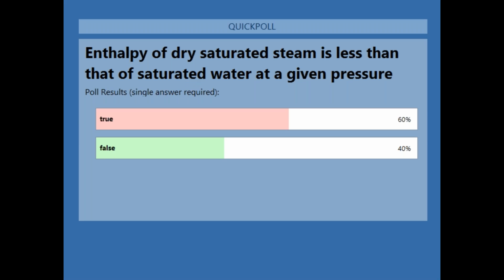So as you see, I had asked you whether the enthalpy of dry saturated steam is greater or that of saturated water is greater at a given pressure. When you heat the water at a given pressure, as I said in the last lecture, it will first sensibly heat itself, meaning there would be an increase in its temperature. This is called sensible heating. Water would become saturated. Saturated water means the water which is about to boil.